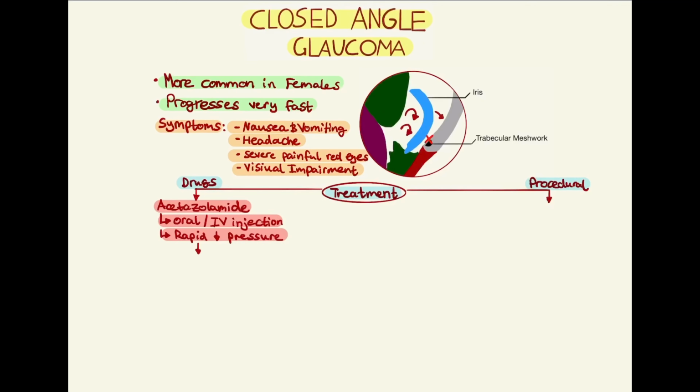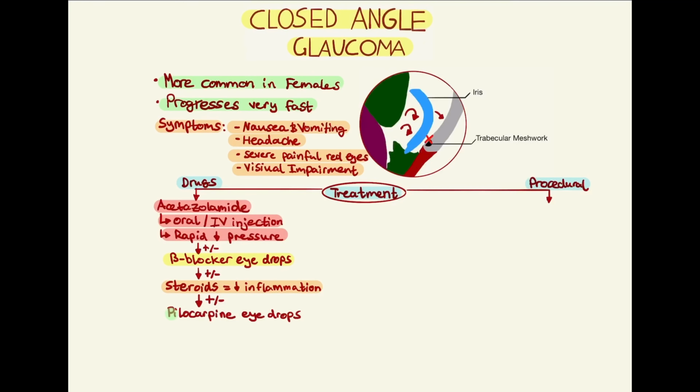Beta blocker eye drops can also be added to help reduce the pressure. Steroids can also be given, either orally or topically in the form of eye drops, which helps to reduce inflammation in the eye. Commonly, pilocarpine eye drops are also used. If the patient feels nauseous or has pain, antiemetics and analgesia can be prescribed.